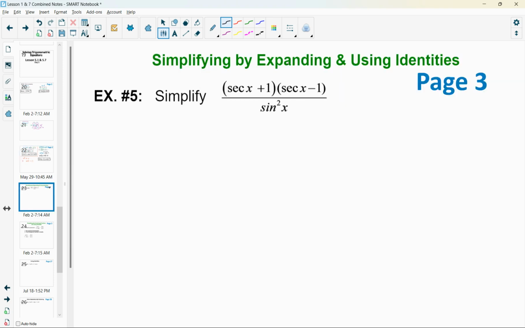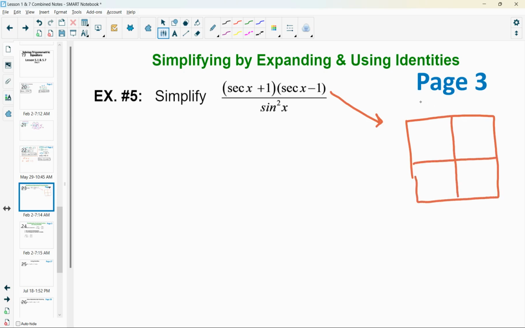Example 5, simplifying by expanding and using identities. If we look at this, we see a couple different things happening. Hopefully you start to recognize that you have a difference of squares up here. So we have secant plus 1 and secant minus 1. If we were to multiply this out, the middles are going to drop out. So I'm just going to multiply the whole thing out just so you can see that. I'll just do it in the box. If you don't need to use the box, that's fine. You can distribute or use the FOIL method.